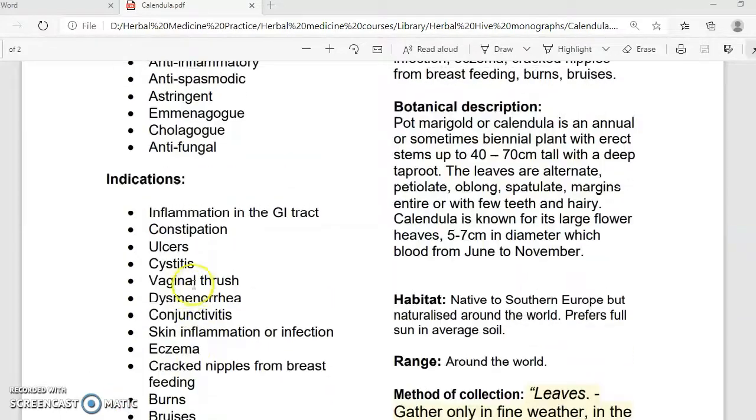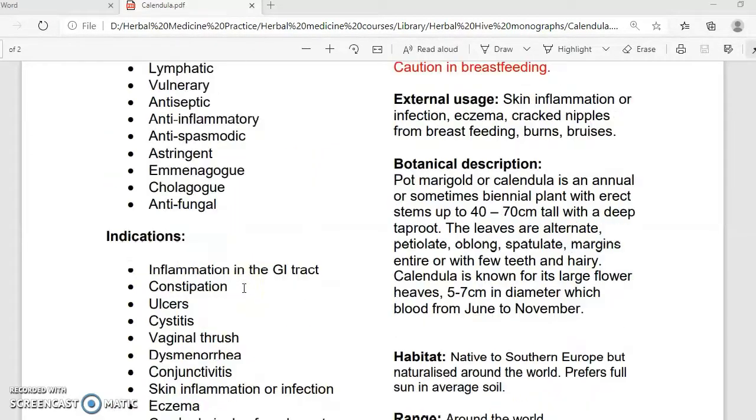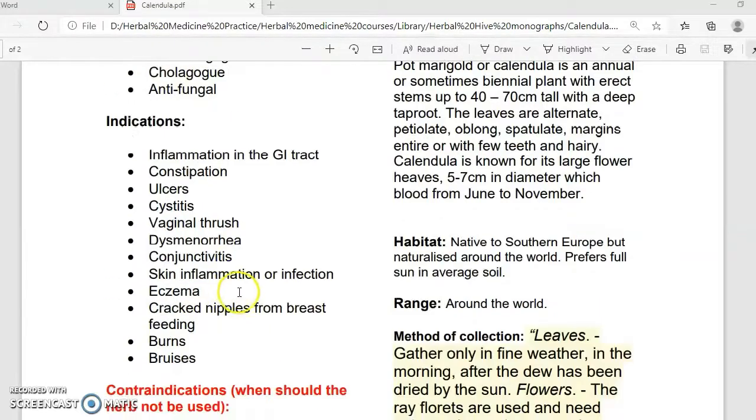So then you've got indications. Now we've had the action. What does the herb do? And then we've got where in the body can we use those things. So that's the indications. Specifically, inflammation in the gastrointestinal tract, constipation, ulcers, cystitis, vaginal thrush, dysmenorrhea, that's painful periods, conjunctivitis, skin inflammation or infection, eczema, cracked nipples from breastfeeding, burns, and bruises. So those are some specific uses, and that's the matching actions that we just talked about.